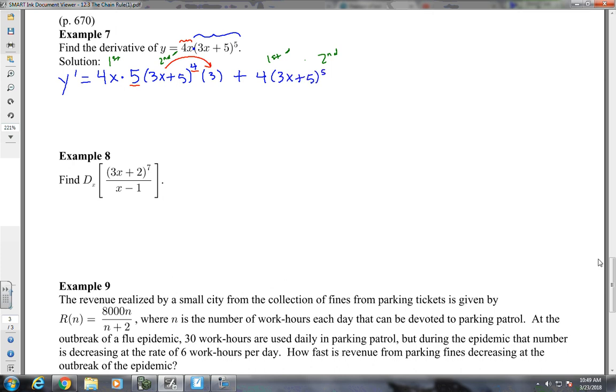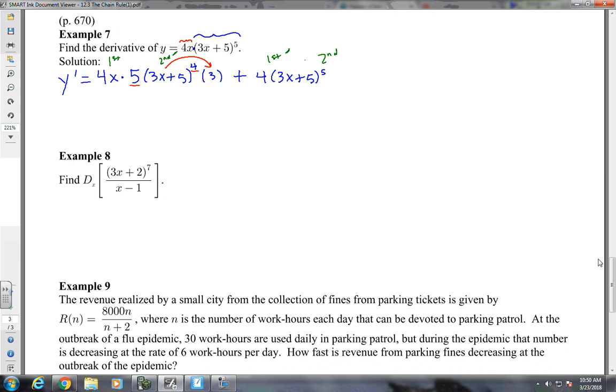So we have first times the derivative of the second, which requires the chain rule, plus the derivative of the first times the second. So we executed the product rule. That was our overall plan. And within the details of the product rule, we had to apply the chain rule. At this point, the calculus is done, and now we need to simplify.